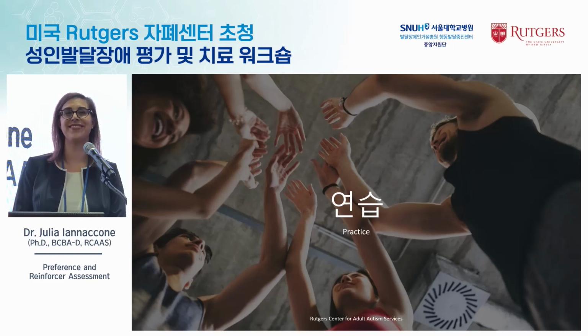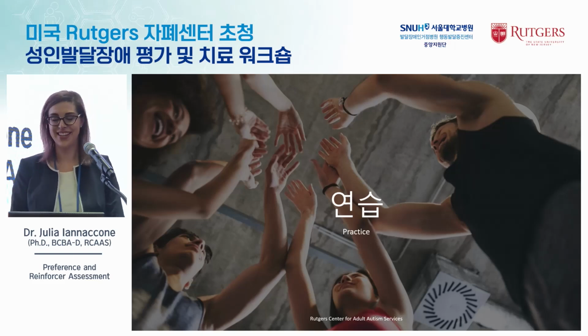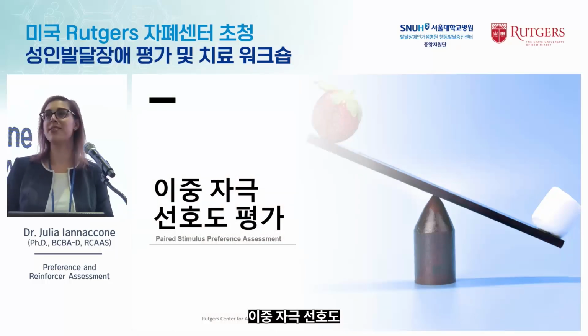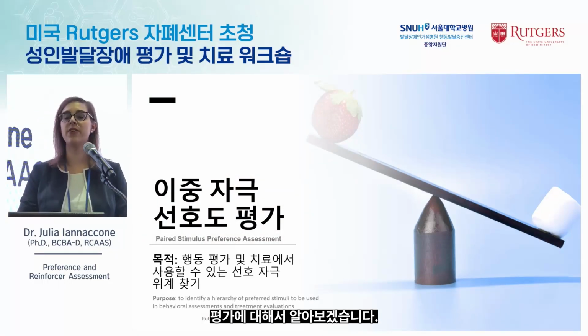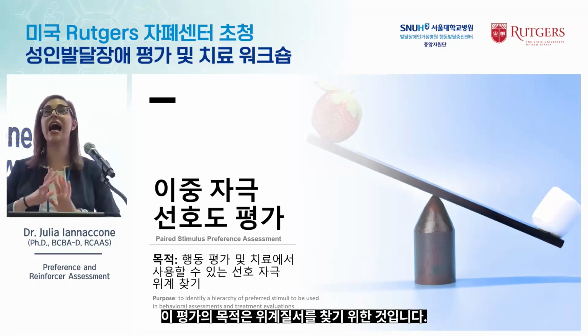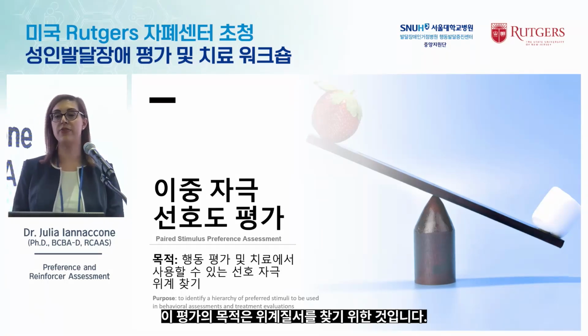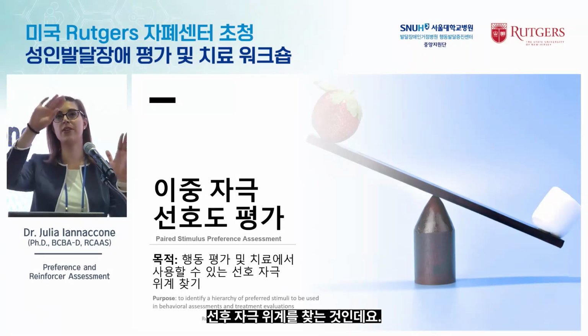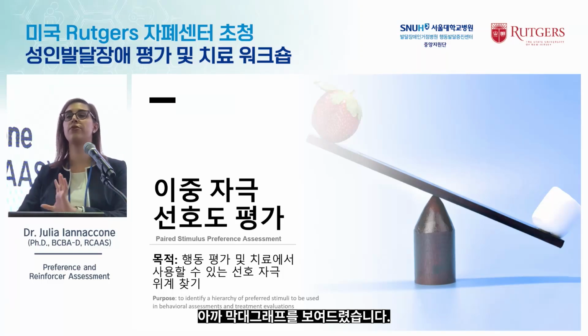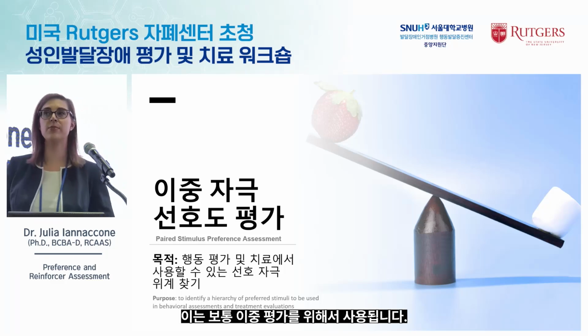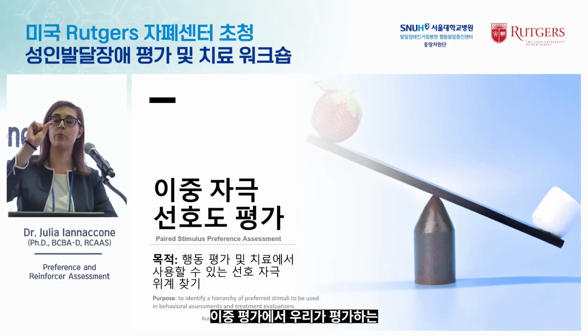All right, good. Then let's move on to the paired stimulus preference assessment. So the purpose of this preference assessment is to give us a hierarchy of their preferences. So that bar graph that I showed you guys earlier is usually reserved for the paired stimulus preference assessment, because in the paired stimulus preference assessment, every item that you're evaluating is paired with each other.